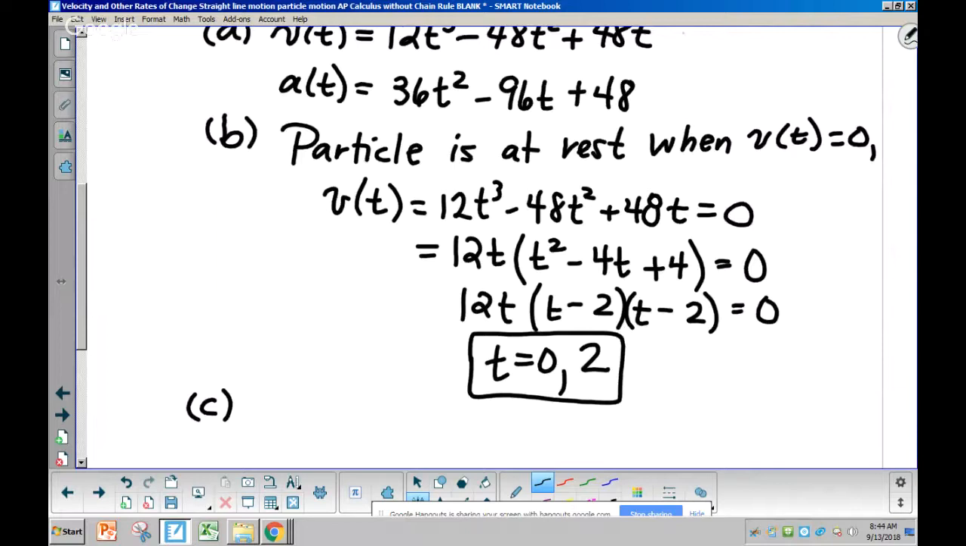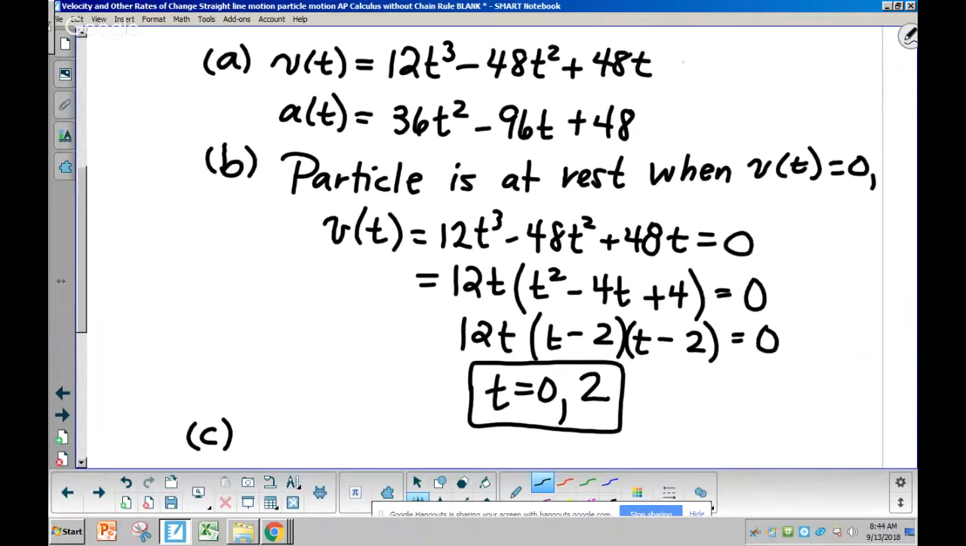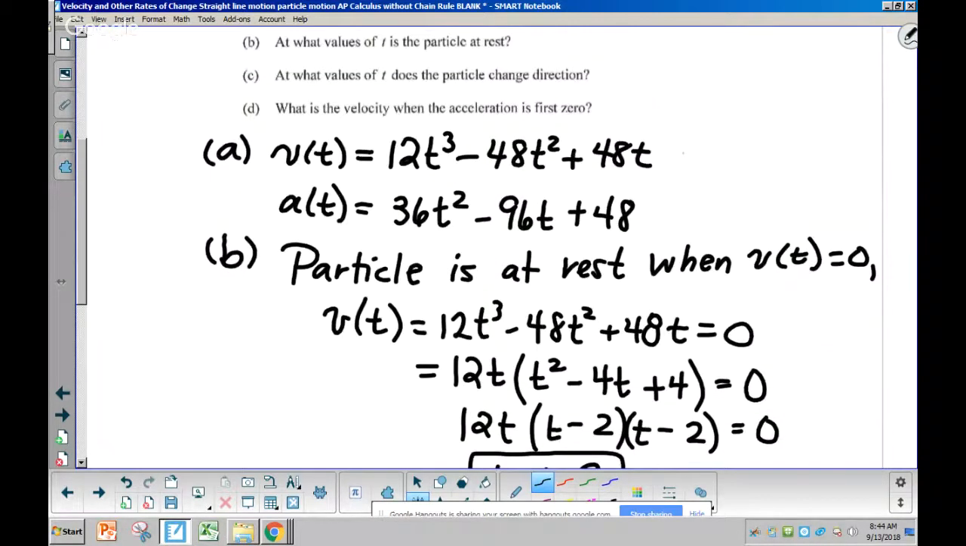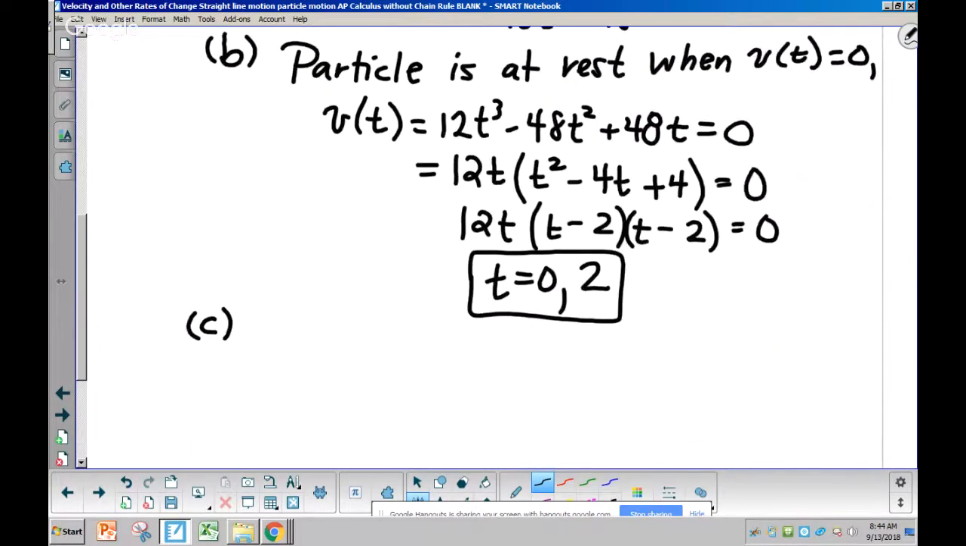Part C says, at what values of t does the particle change direction? Now, how do we know when a particle changes direction? It goes from moving right to left or left to right. So what has to happen in the middle of those things? It has to be 0, right? So I need to do a sign chart. I'm going to do a v of t sign chart, and I know that my time goes from -5 to 5. And I'm going to put my zeros on there.